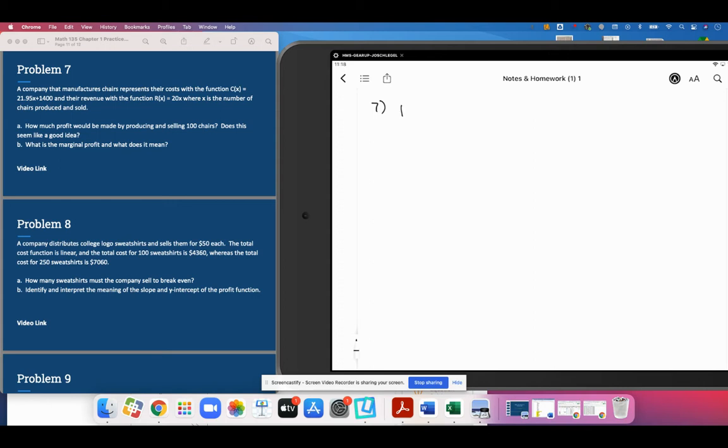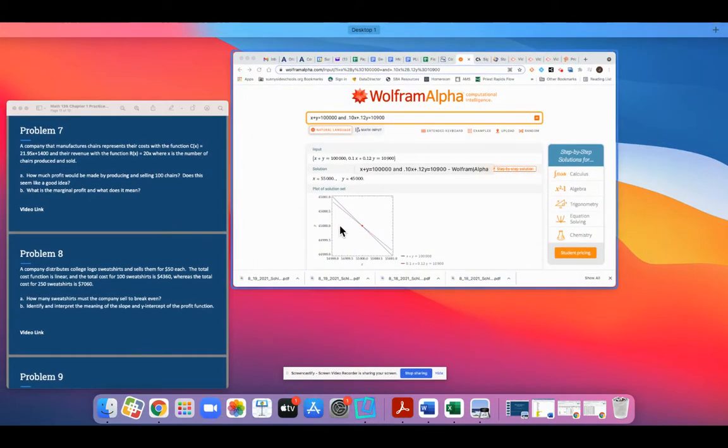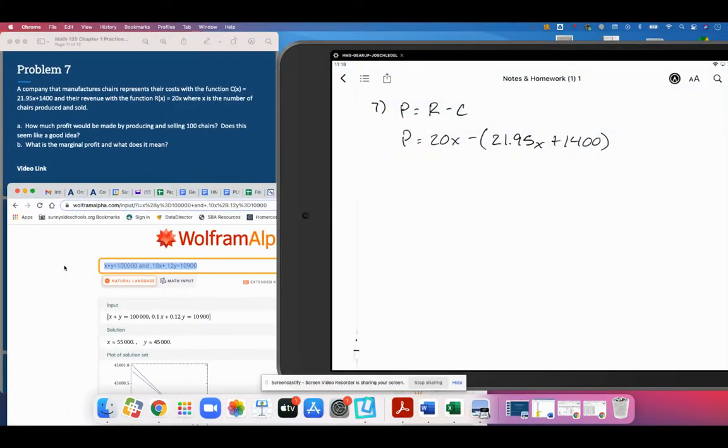For this, we need to remember that profit is equal to revenue minus cost. And so let's go ahead and write that. We've got revenue of 20x minus, and then remember we always need to put a parenthesis there, 21.95x plus 1400. So we can go ahead and give that to Wolfram to get a profit function.